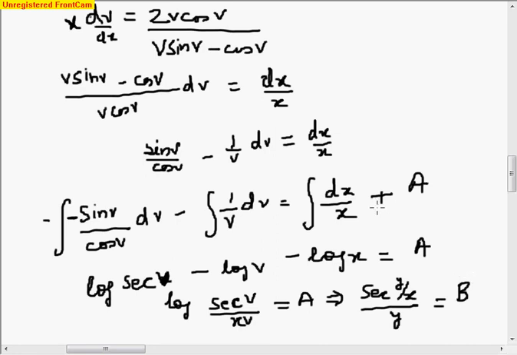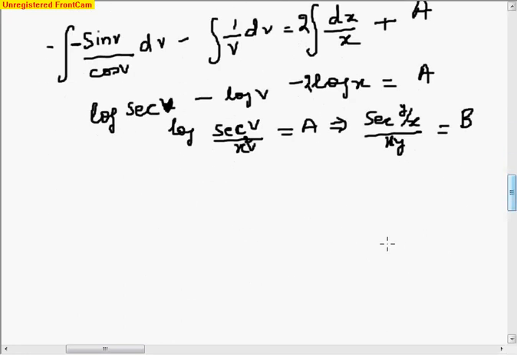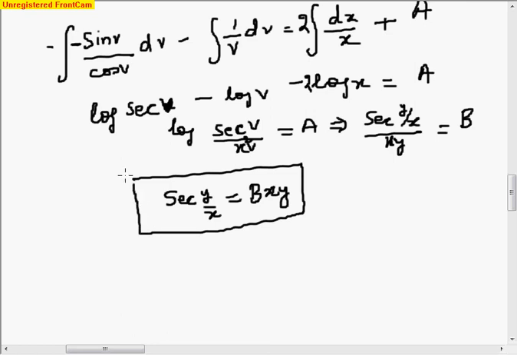There was a 2 here, this 2 I missed it out. There is a 2 here, there is a 2 here, so that will be x square. So this is not only x, this is x square, so one x will cancel out, and I'll get xy. So the final answer is secant of y upon x is equal to some constant times xy. This is the solution to the homogeneous differential equation.